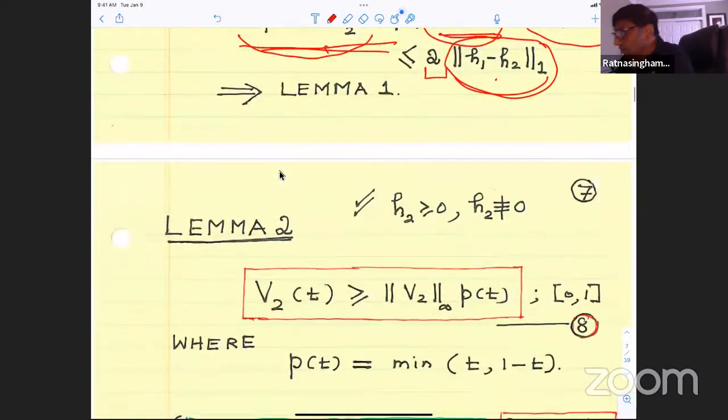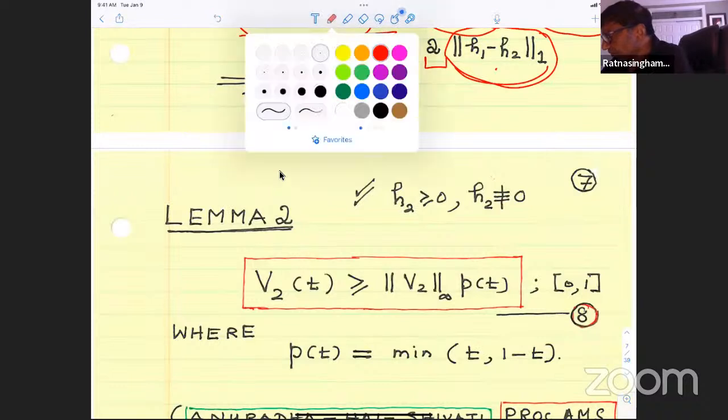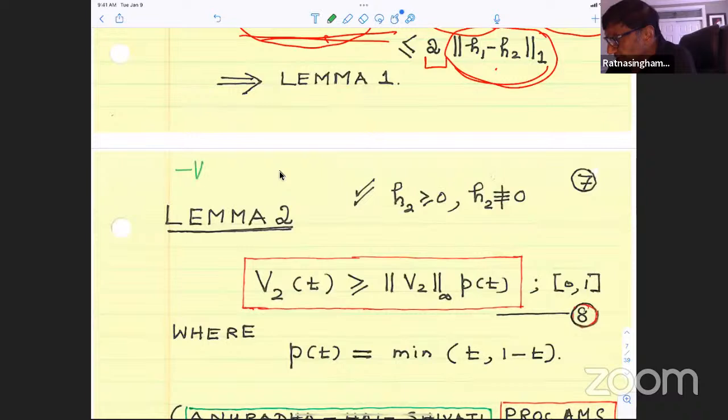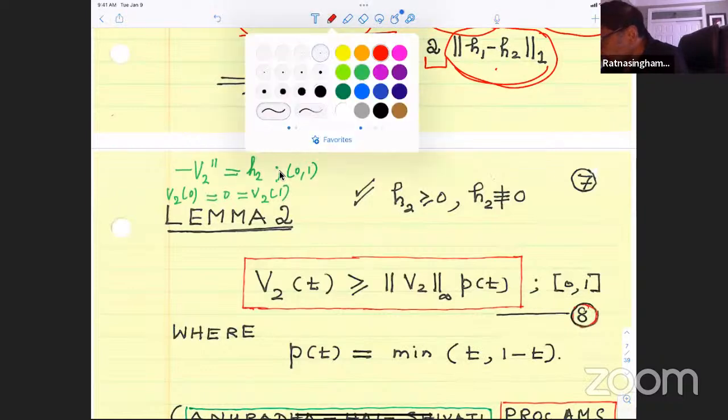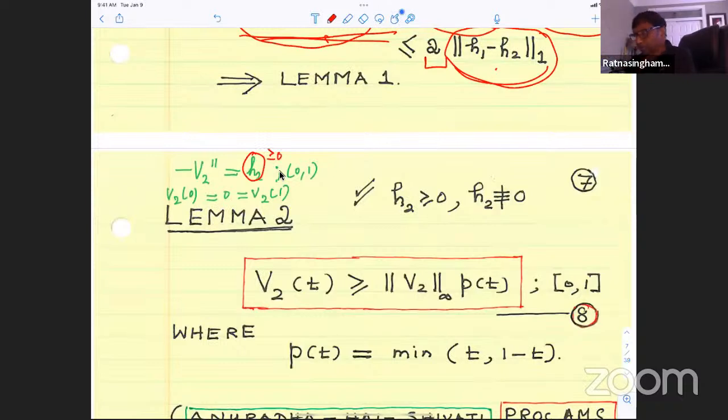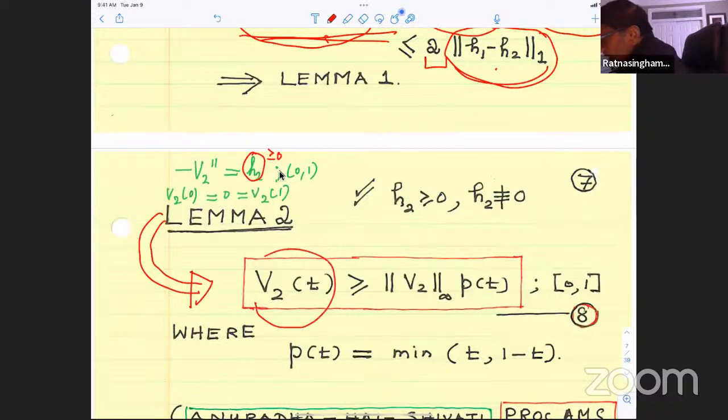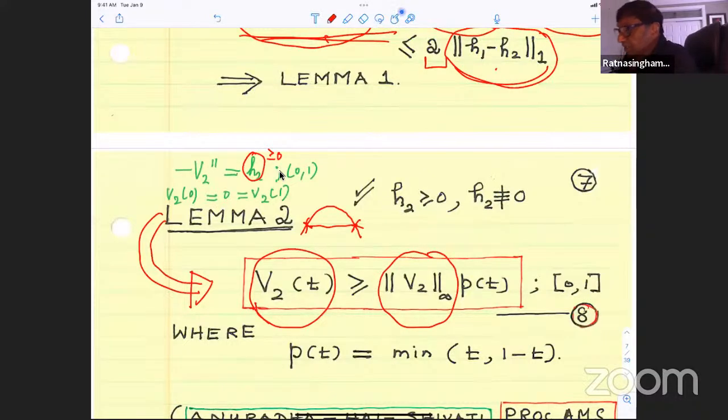Okay. Now let's specifically work with my V2 function. Remember my V2 function: V2 double prime is equal to H2 on (0, 1). Here, remember, we assume that this H2 is greater or equal to 0 and not equal to 0. Because of that, one can prove something on V2. Well, you know that this function V2, because this is greater or equal to 0, has to have that shape. Because it's 0 here, it's 0 here. This is greater or equal to 0, so it's a concave function.